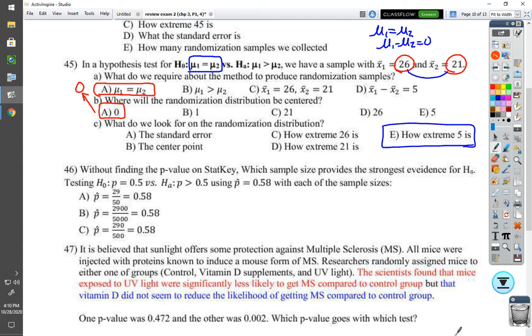Without finding a p-value, which sample provides the strongest evidence for a right side tail test? Well, right side tail means I want the biggest number to be possible. They're all the same, but one of them has a much larger n value than the others. This one has an n value which is 100 times that of the smaller ones. Large n value rules.